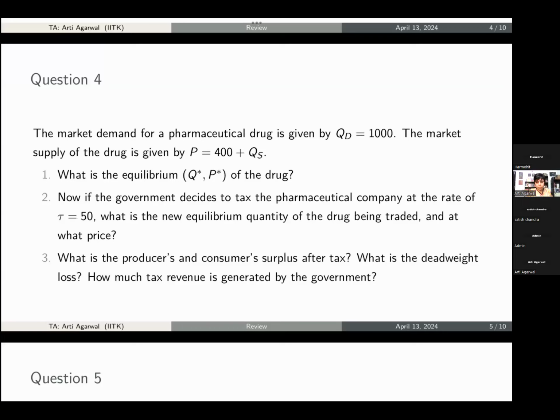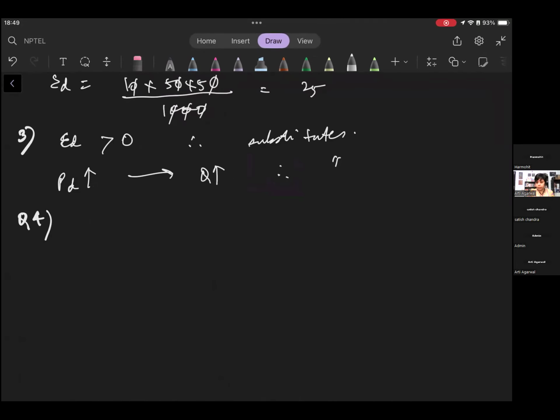Okay, so this is not a very complicated question. Write down the answer. So you're given demand as QD equals 1,000.